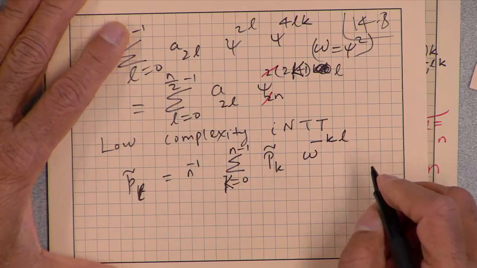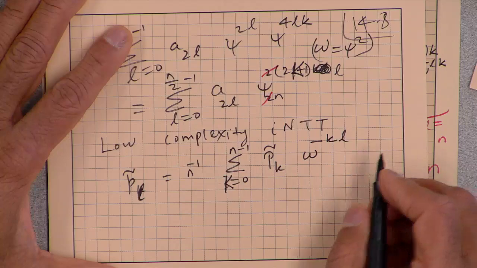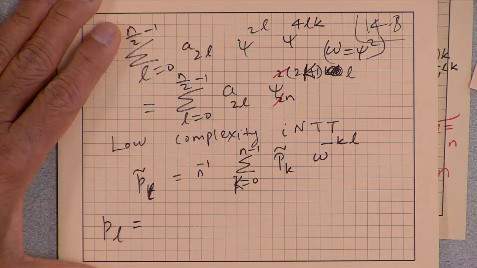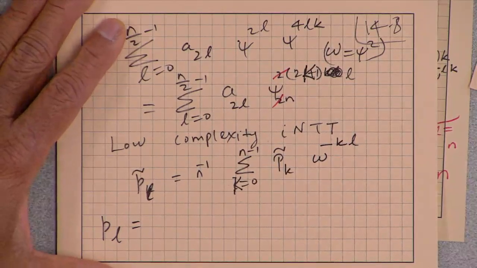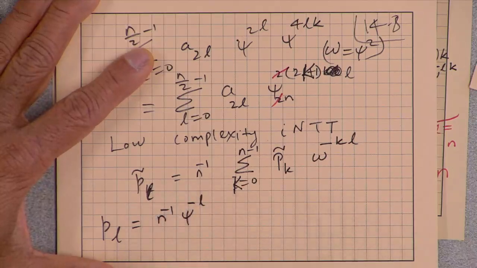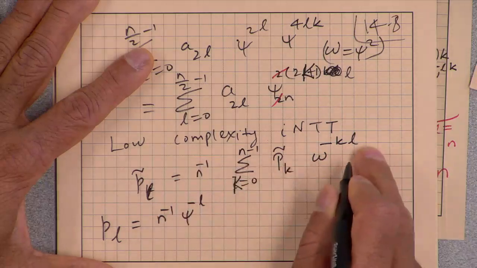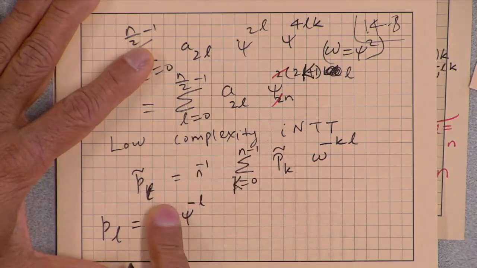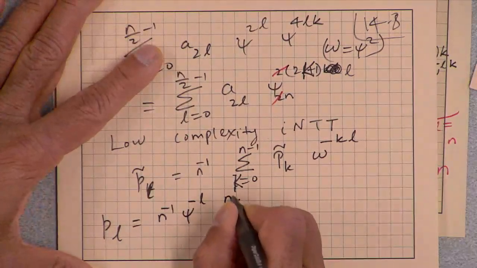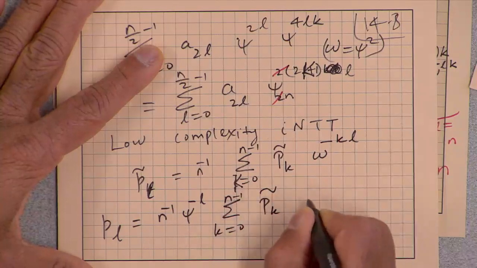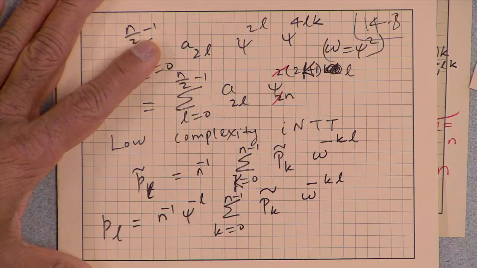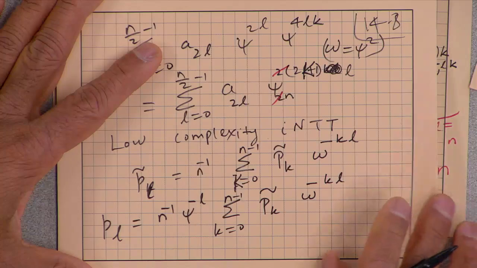And if you recall what we were trying to compute, we are interested in computing PL, that's what we really want to compute. And we had seen that PL was psi to the power minus L times this tilde. So, okay, psi to the power minus L times this whole thing, so that's N inverse, k equal to 0 to n minus 1, pk tilde omega to the power minus kl. Okay, and then I can write this as two terms.